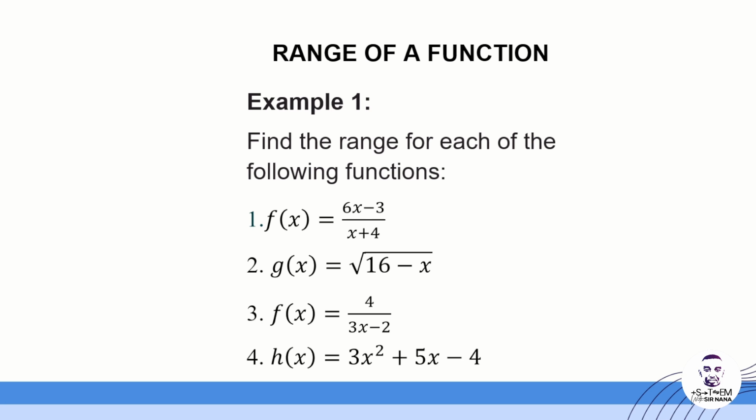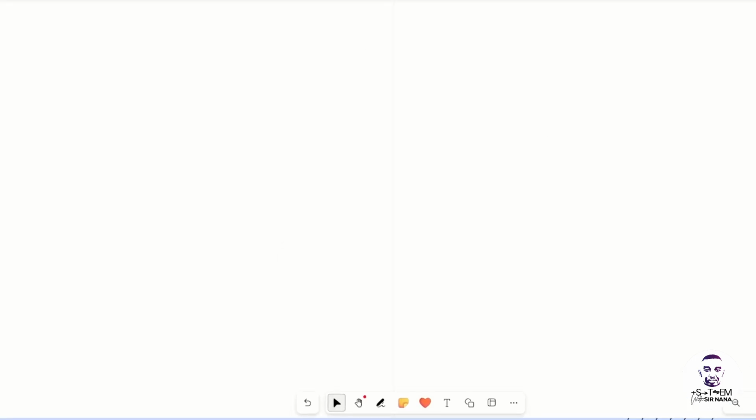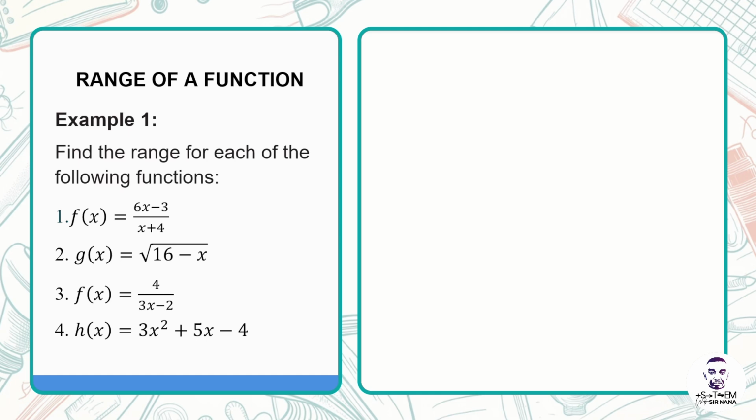Now let's look at how we can find the range of these functions. Basically, remember that the range, if you have a function f of x, we can equate the function f of x to be equal to y. So for instance, if you have f of x equal to x plus 2, we can equate the function f of x to be equal to y. So it means y will be equal to x plus 2, right? This is the same as this, right?